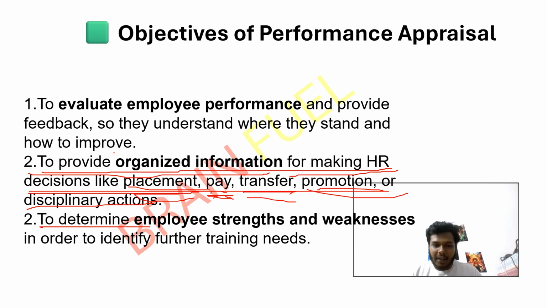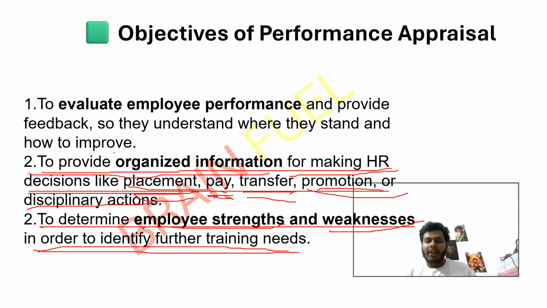To determine employee strengths and weaknesses in order to identify further training needs. If an employee has good strengths, he will be promoted as a trainer. If an employee has weakness at their work, HR will check his reports, what he has done and where he needs training. They will schedule training, and that's it. The employee will be trained further.